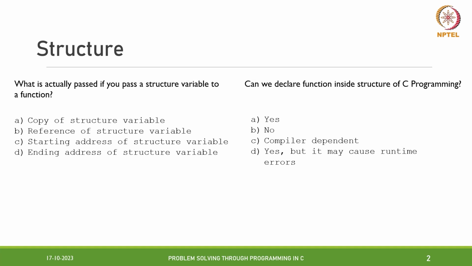So, as you can see, this is more of a theoretical question. The question asks, what is actually passed if you pass a structure variable to a function? The options are the copy of the structure variable, the reference of the structure variable, starting address and ending address. So which of the following do you think is passed when you try to pass a structure to a function? What usually gets passed to the function?